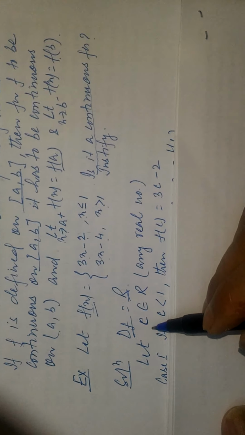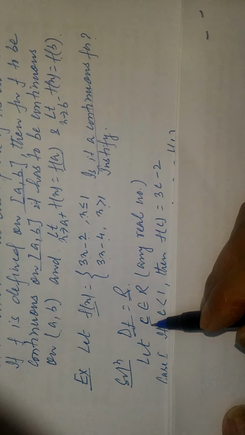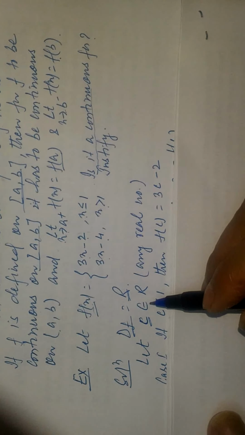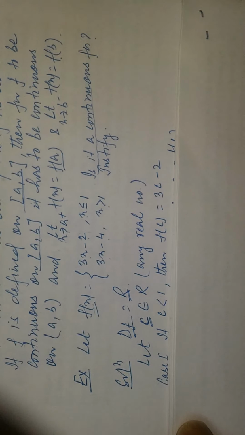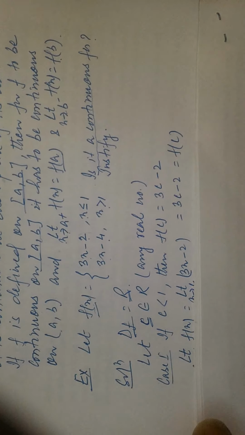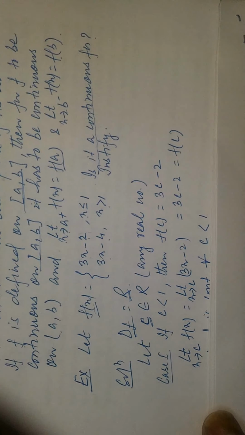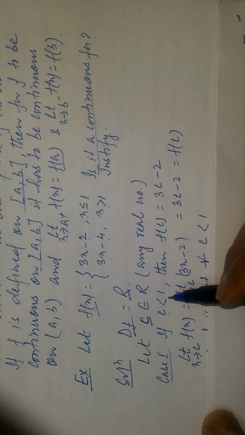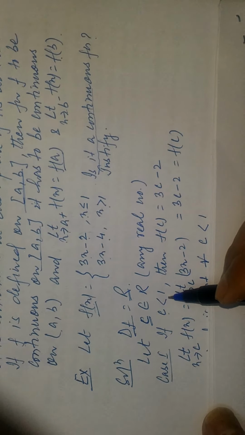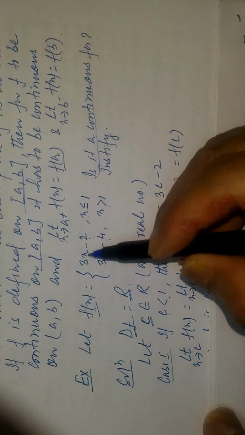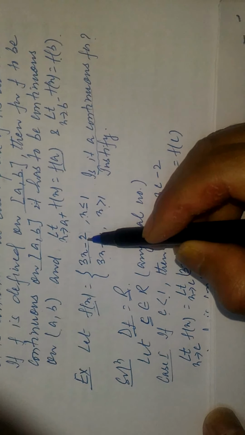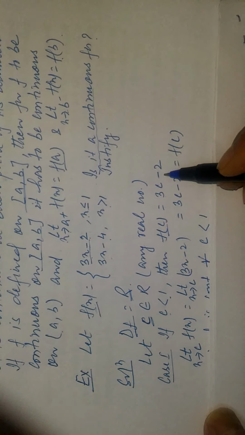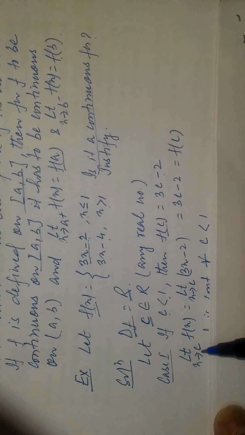Now we'll take an arbitrary point from the domain. So let c belong to R, any real number. Now we'll have cases. What are the cases? The first case is when c is less than 1. If it is less than 1, we know the function for less than 1 is 3x minus 2. So we can write f of c is equal to 3c minus 2.